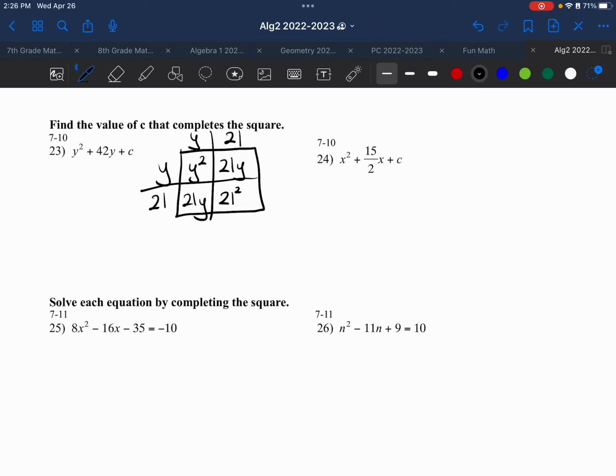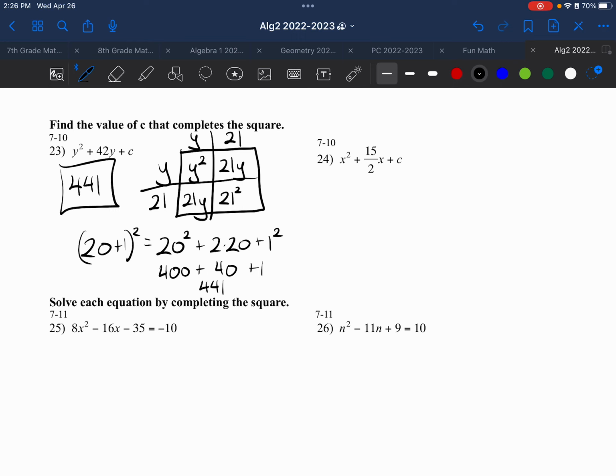21 squared. Well, I don't know 21 squared off the top of my head, but I know that I can do 20 plus 1 quantity squared. That's going to be the same thing as 20 squared plus 2 times 20 plus 1 squared. And I can do 400 plus 40 plus 1, so it must be 441. So 441 is my answer to number 23.